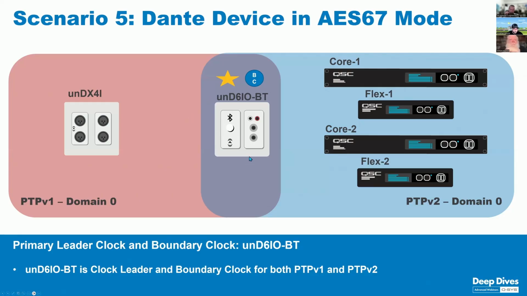So by default, based on out-of-the-box values, this AES67 capable device is going to win our clock leader election because its priority values are lower by default than any other device on the network. By default, when we enable AES67 on Dante devices, those devices now have a priority of 127 on the network, which is lower than most devices on our clocking network. So that Bluetooth wall plate becomes our clocking leader and our boundary clock between version 1 and version 2.